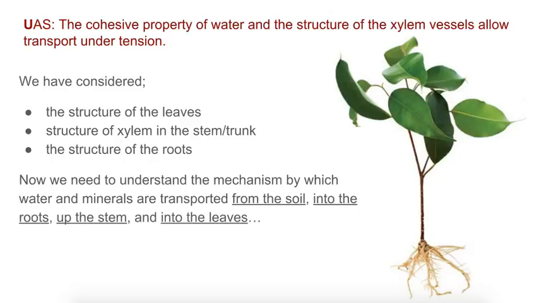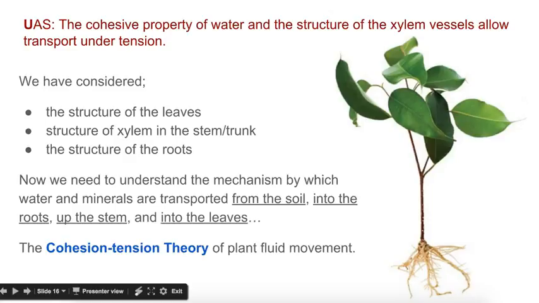We need to understand the mechanism by which water and minerals are transported from the soil into the roots, up the stem or through the trunk, and into the leaves for photosynthesis to occur. Now, this is called the cohesion tension theory of plant fluid movement. And this is something else I'd like you to do for homework, please.